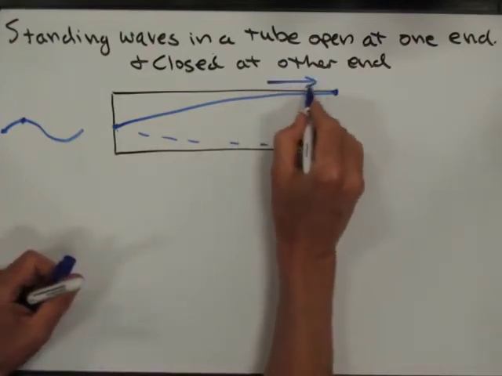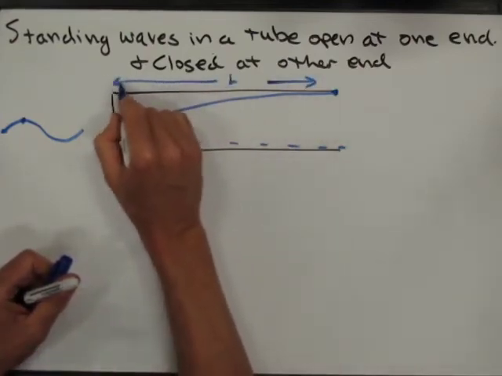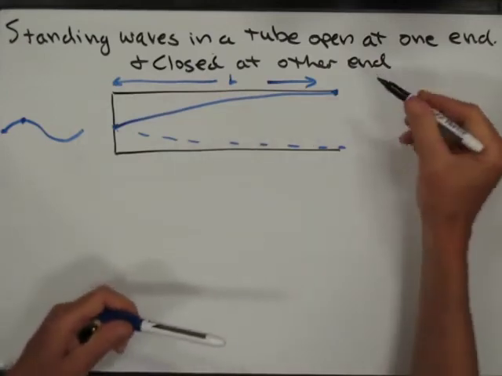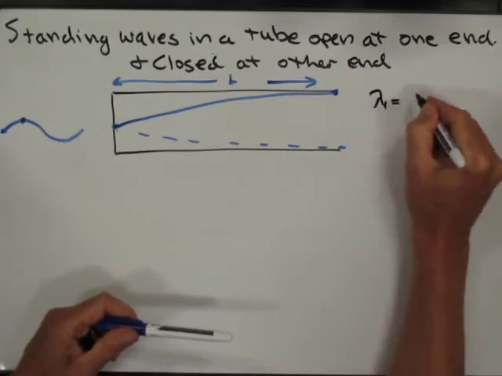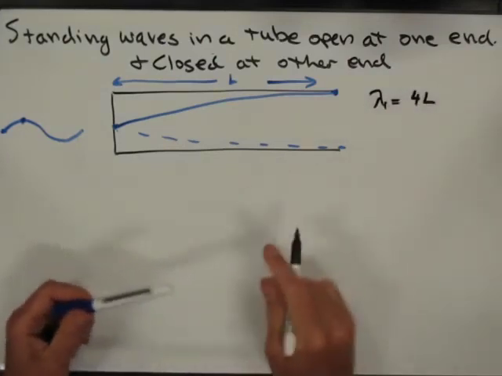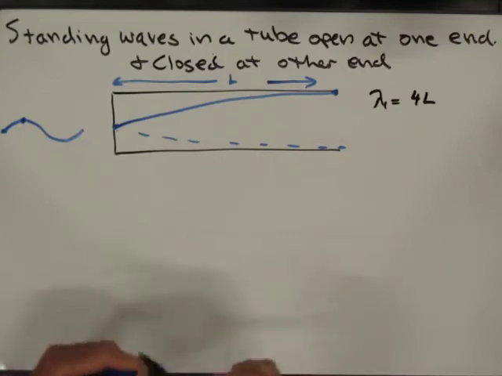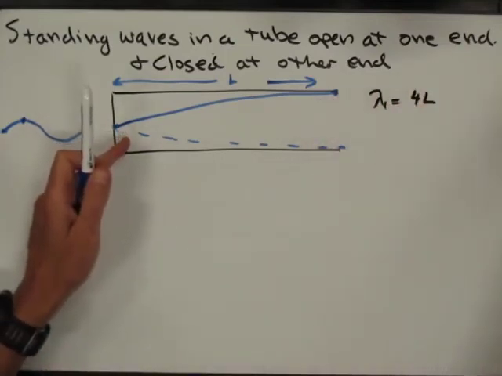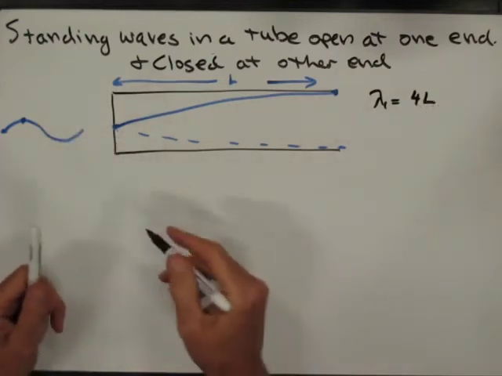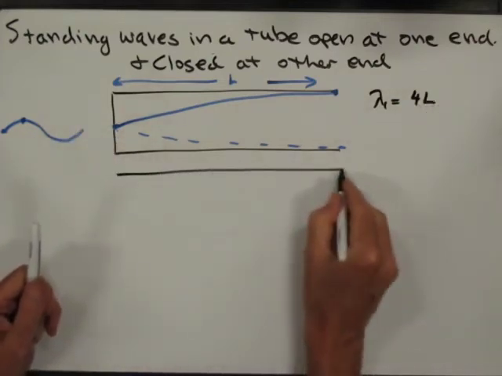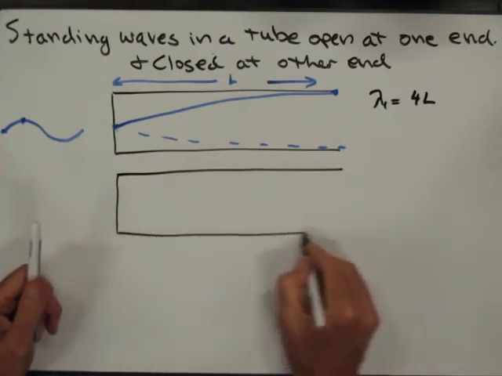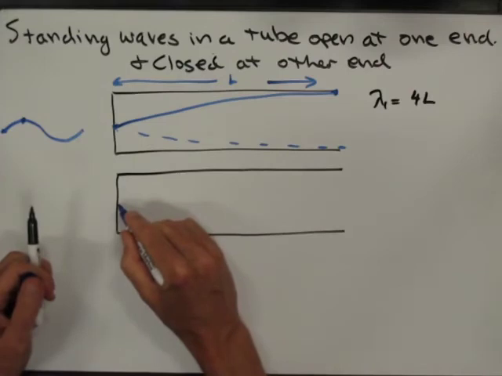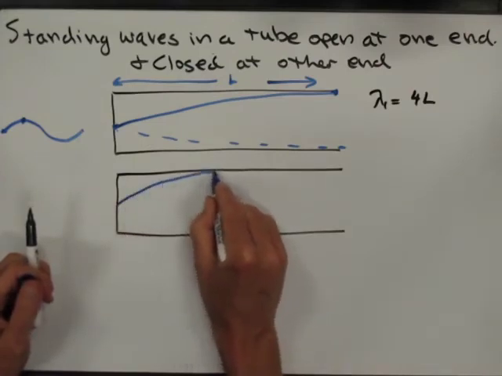So if the length of my tube is L, then the first harmonic, lambda 1, is 4 times the length of the tube, right? Because in order to get a full wavelength, I would have to have 3 more lengths of that tube, and so it's 4L. And so now I'm going to draw the next one, roughly the same shape, and this one is going to have 2 nodes, and so it's going to look like this.